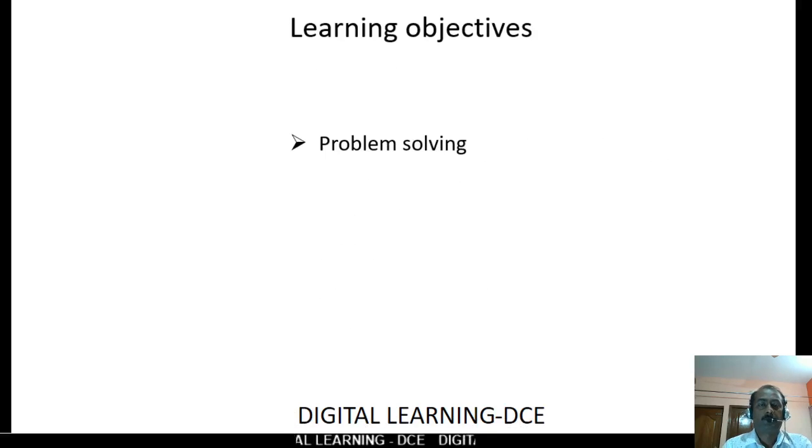Dear students, in this session we can solve the numerical problems regarding interference of light.